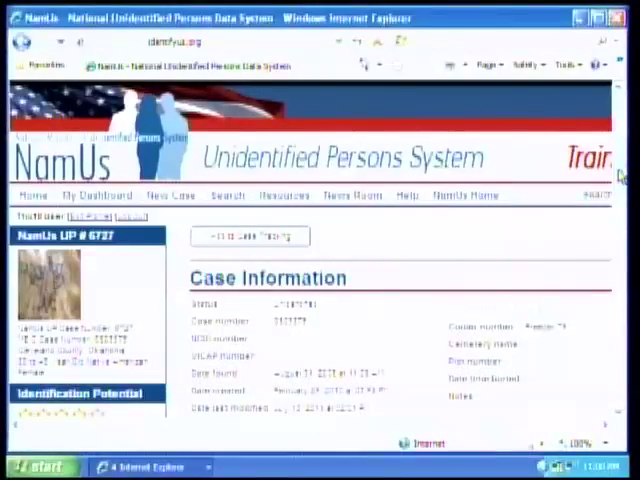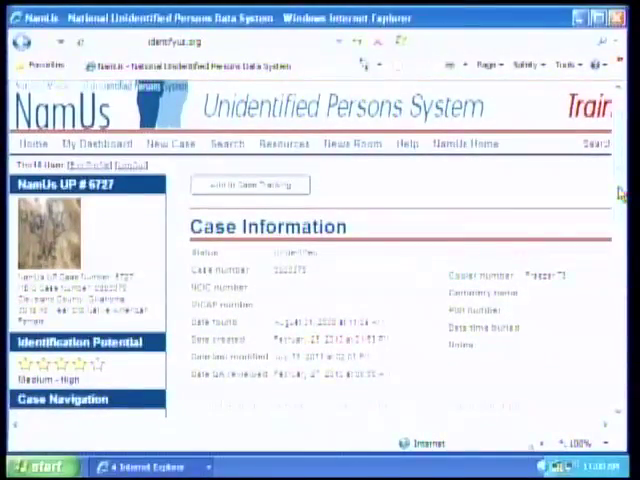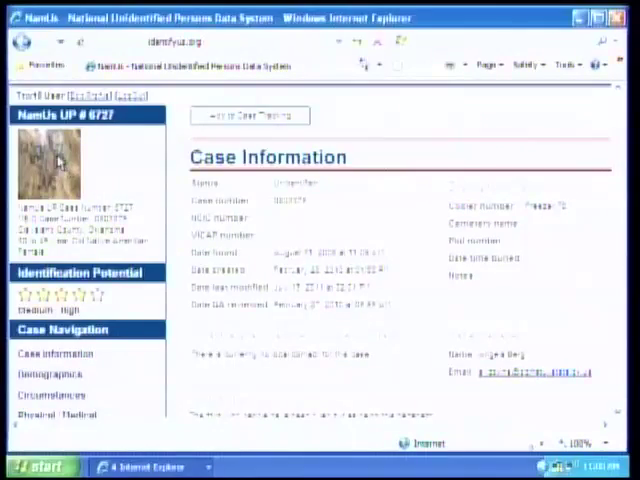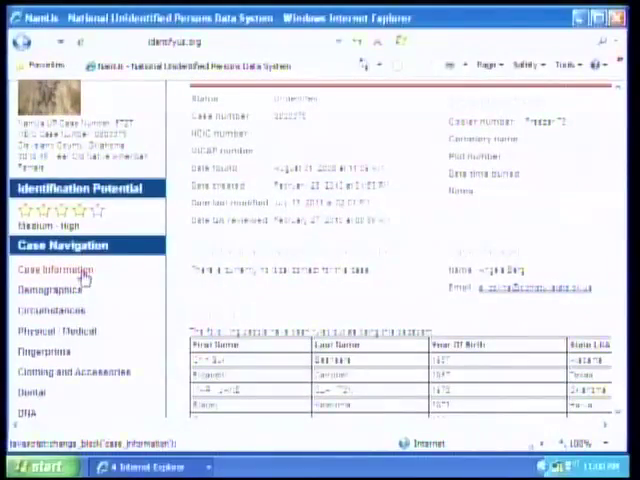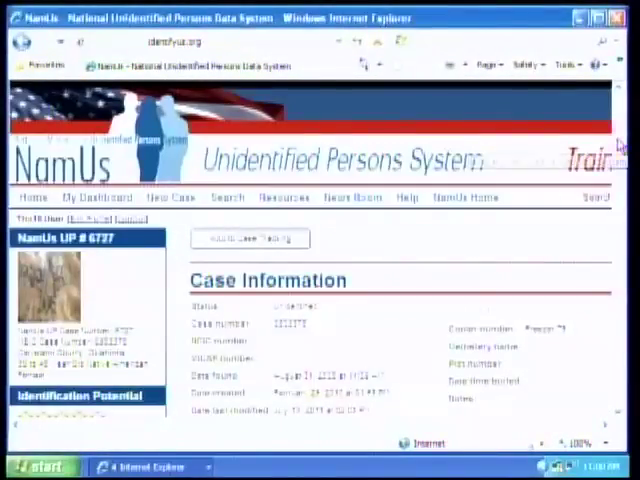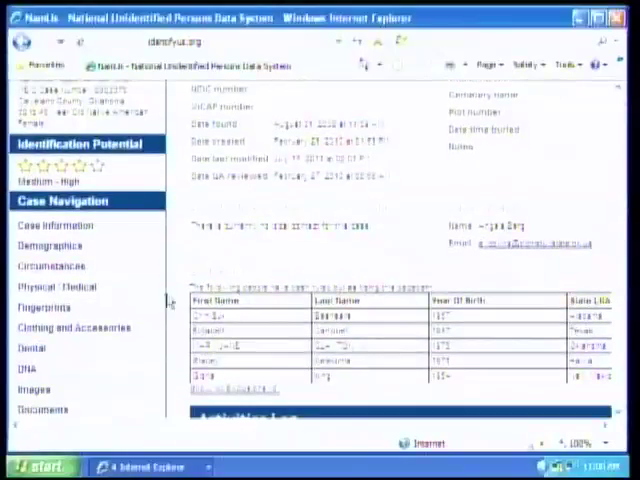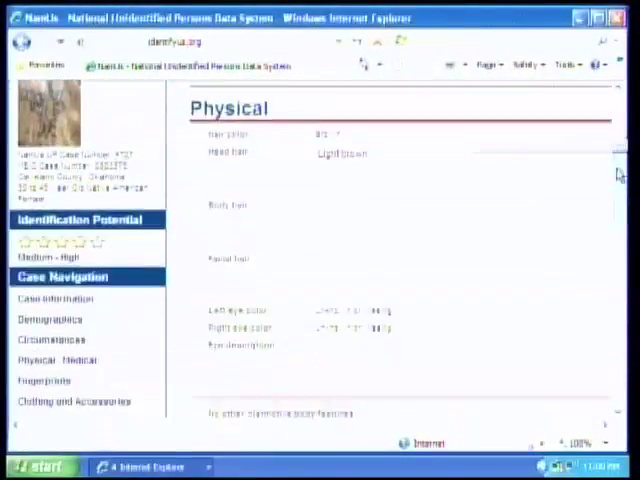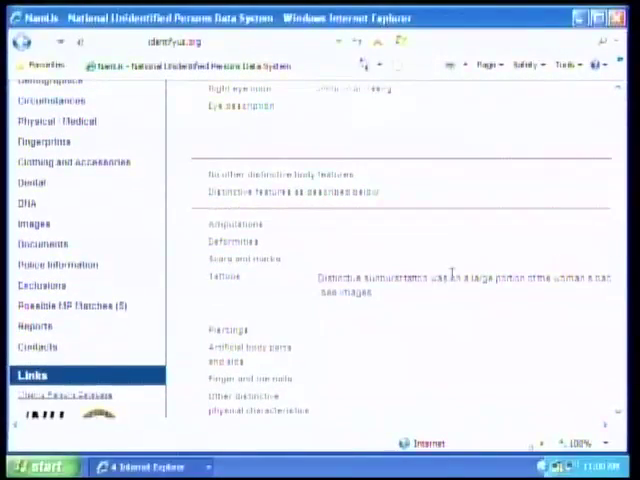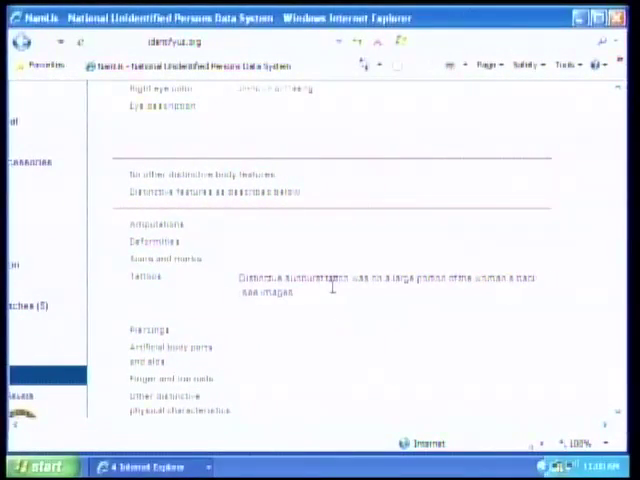And let's just familiarize ourselves with what kind of information we have on this decedent. We can see from the banner photograph that we have a photograph of a tattoo. That's always a plus. Under physical medical, let's see how they describe that tattoo. It's described as a distinctive sunburst tattoo on her back.